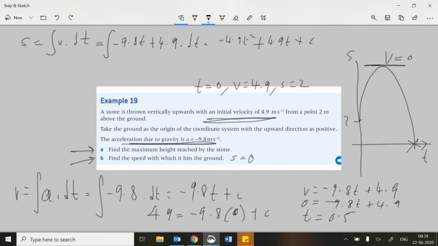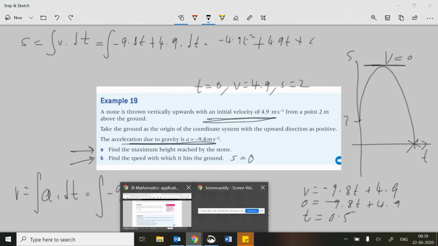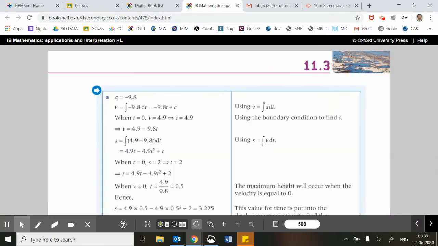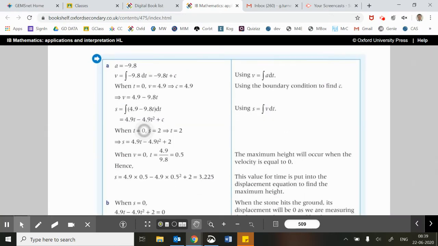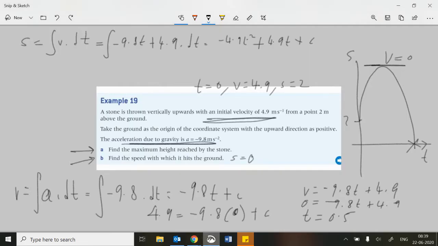Now, I'm not going to do that. I'm running out of space here, but let's just check the book. When we check the book on this one, we can see they're doing exactly the same thing. There's the formula. They've not really shown much working out here. They've put t is 0 in, s is 2, and they've determined that c is equal to 2. Obviously, because this becomes 0, this becomes 0, we just get 2 is equal to plus c. Okay, so just going back to this, c is equal to 2.